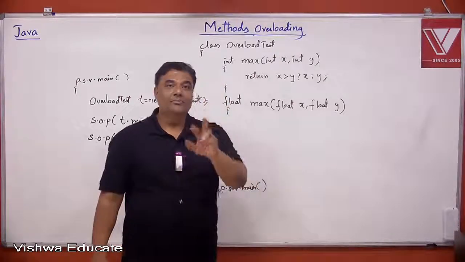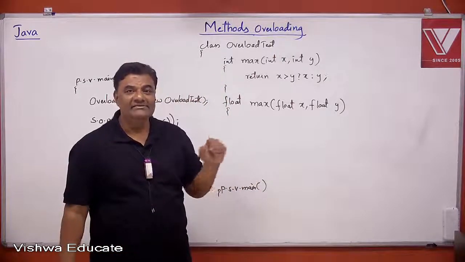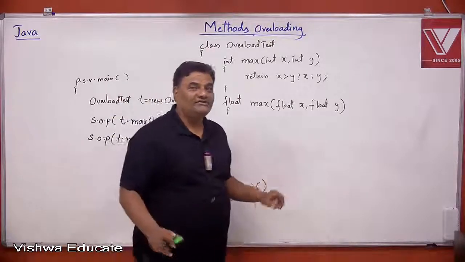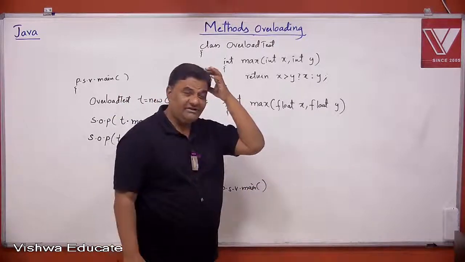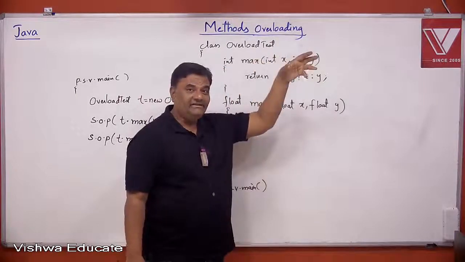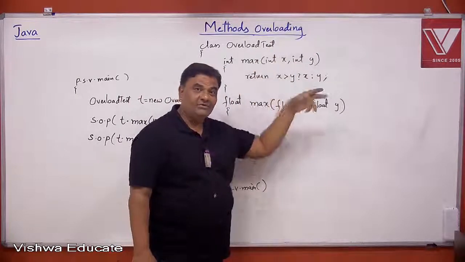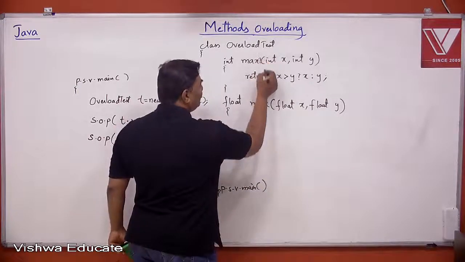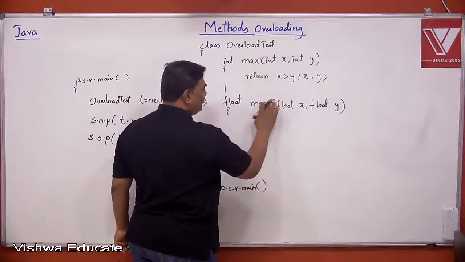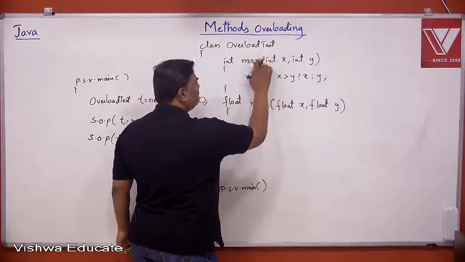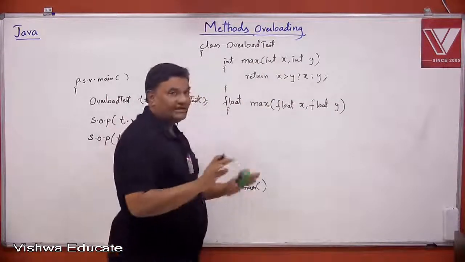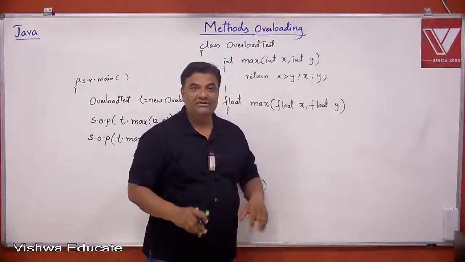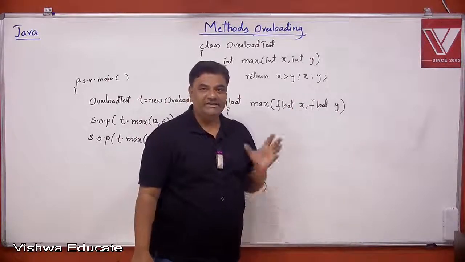Yes, more than one method can have the same name. If Java says no, you cannot have the same name, then what name should I give now? Max int, I will change the name, max float. Shall I give the name like this? Or maxI for int and maxF for float. Shall I give such typical names? No, thanks to Java, they allow us to have multiple methods with the same name.